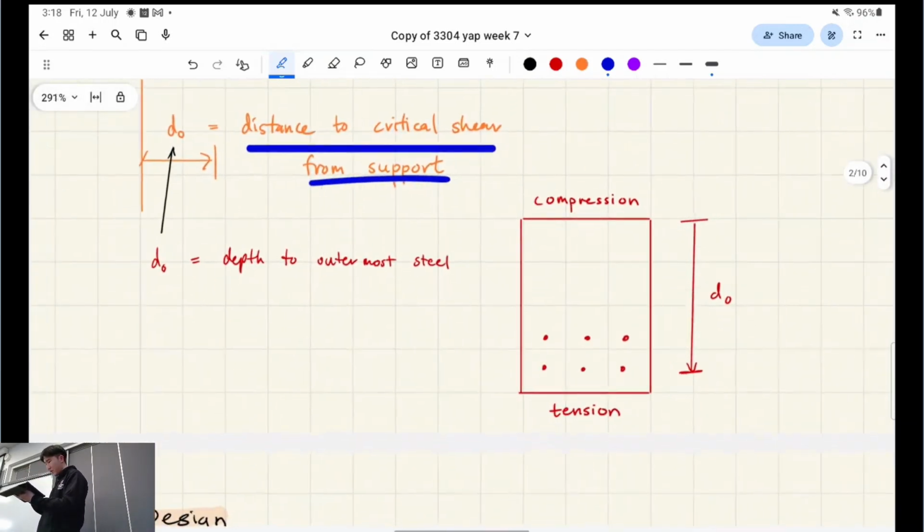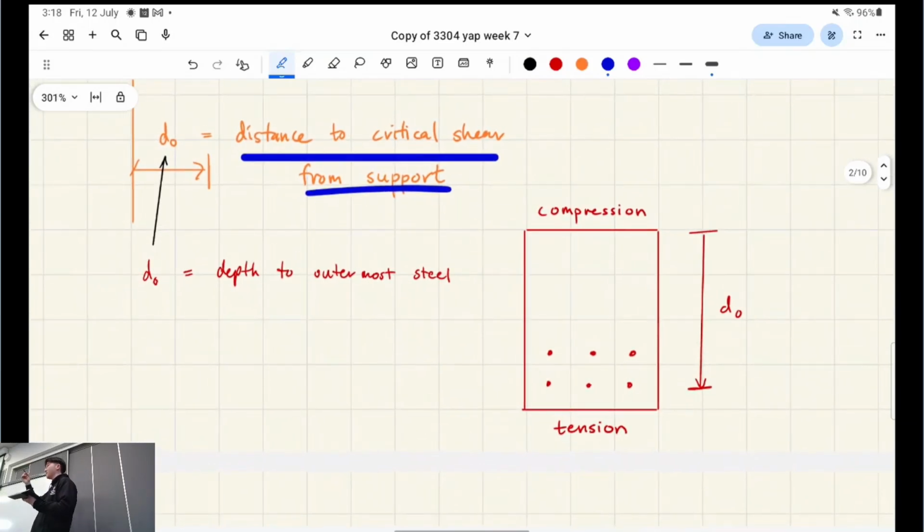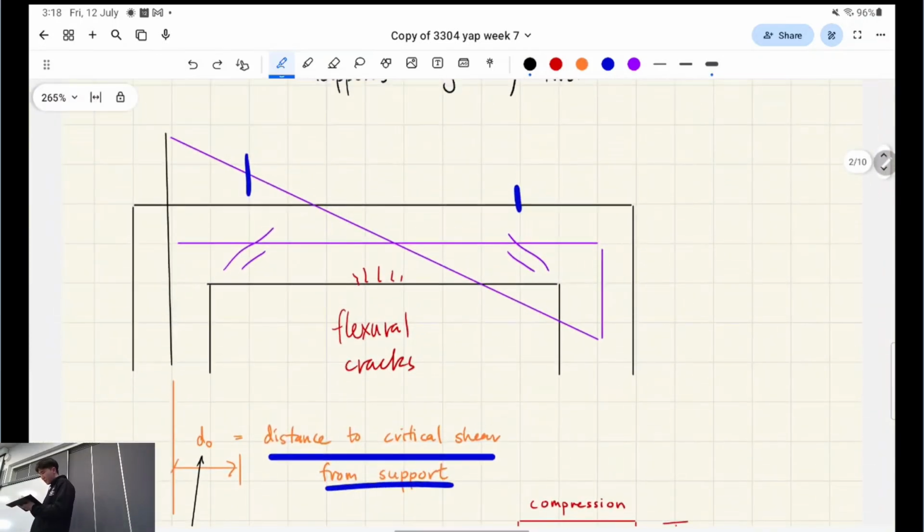DO is the same DO as we use for the depth to the outer steel, right? So from the compressive edge to the outermost layer of tensile steel. So, you know, sometimes you can have two layers of tensile steel like this, right? It's always to that outer layer, right? Okay, so these are called shear cracks.